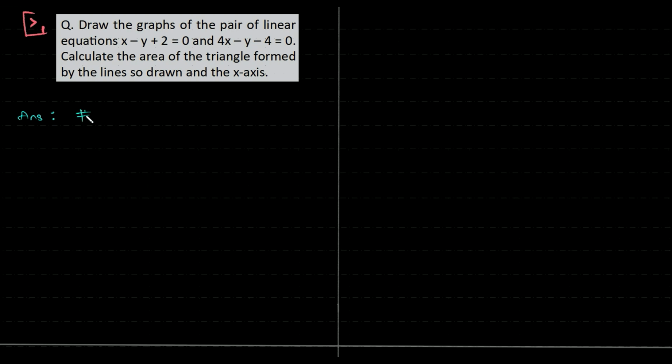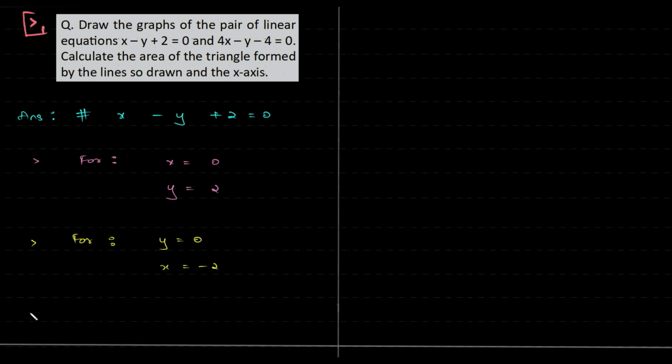So let's start off with x minus y plus 2 is equal to 0. Now let's take the case for x is equal to 0. For x is equal to 0, if I transpose, y will be equal to 2. And for y is equal to 0, x is minus 2.